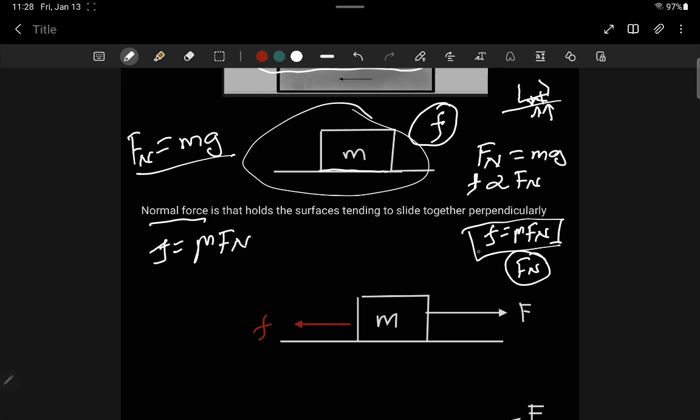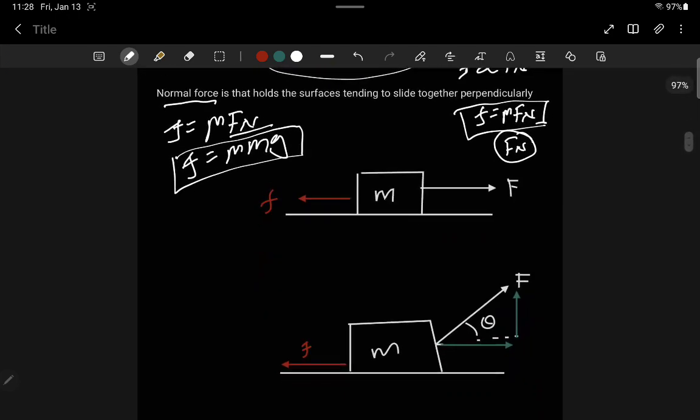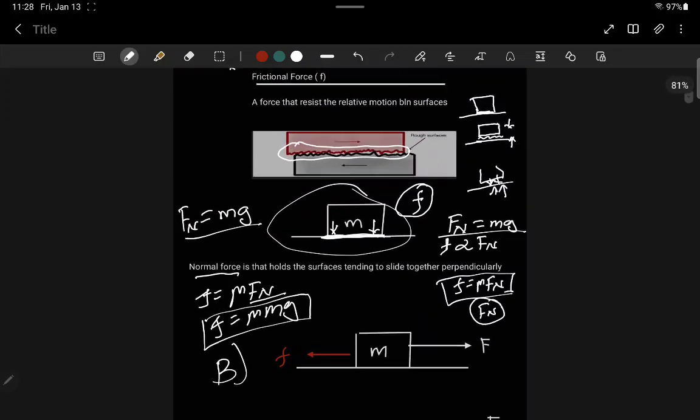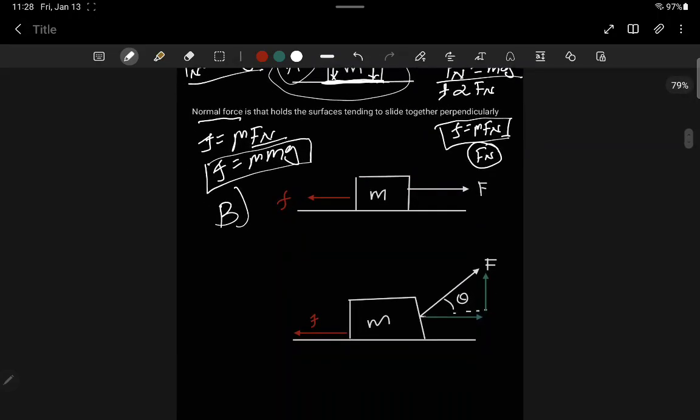The coefficient of friction is mu, and the normal force is the weight, because the only force holding the two surfaces together perpendicularly is the weight of the mass above. So the frictional force is mu times mass times gravity, because the normal force is mass times gravity. This is case A, and the second case is case B.